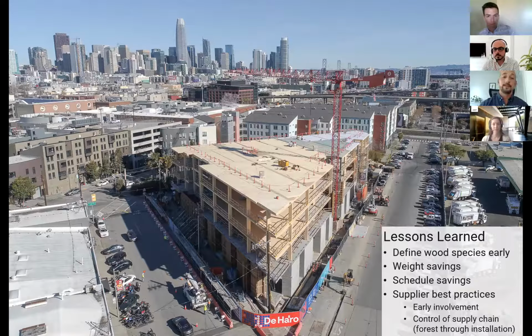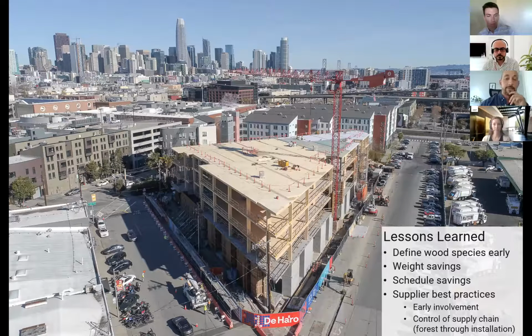Another lesson learned was the significant weight savings that were achieved. Mass timber weighs less per structural efficiency than concrete and steel. So the remaining concrete and steel that was used on the project could be undersized compared to a traditional approach. And this resulted in material savings and cost savings to the client.